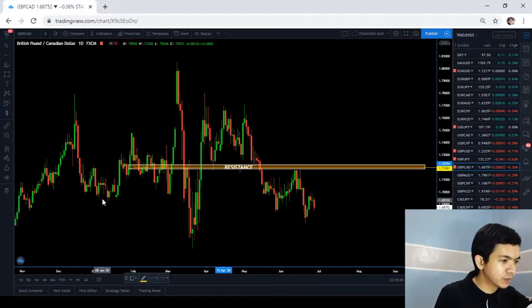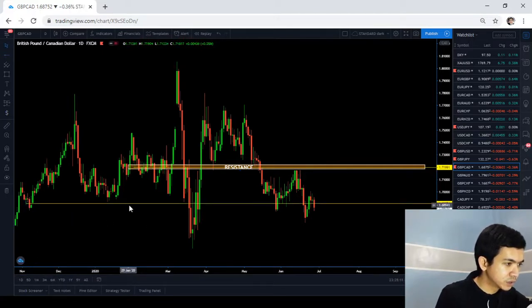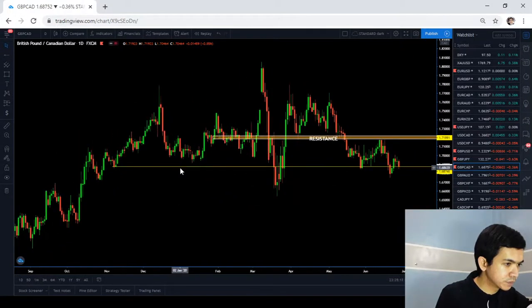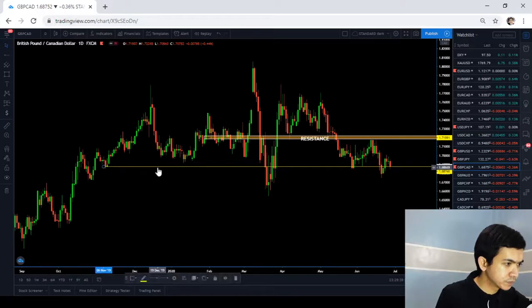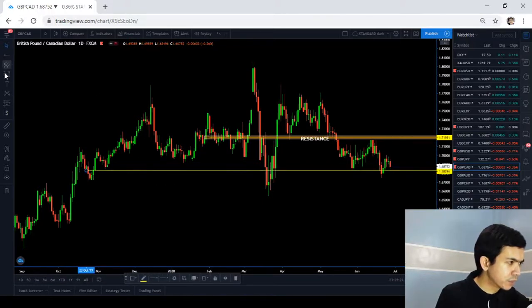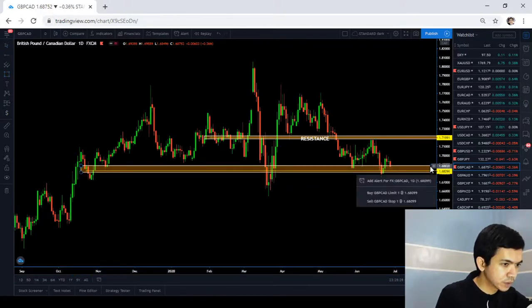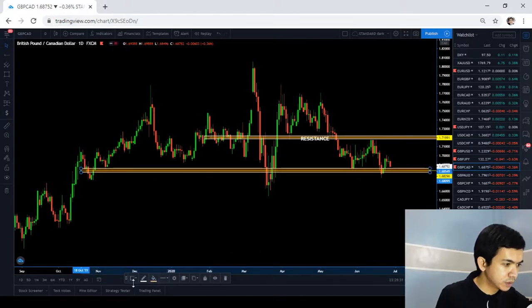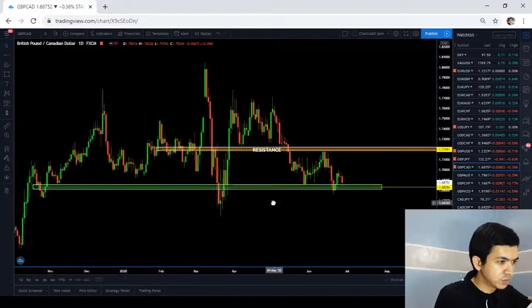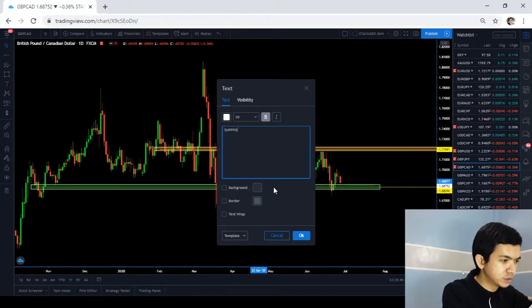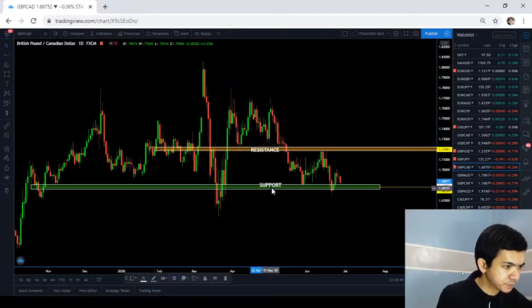So, now I will mark my key significant support level or zone. Diba? Right? This is where the market reacts. Right? Okay? Yan ang ating support level or zone. Okay?